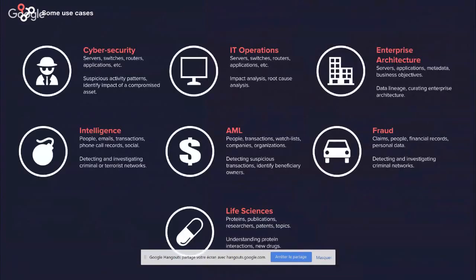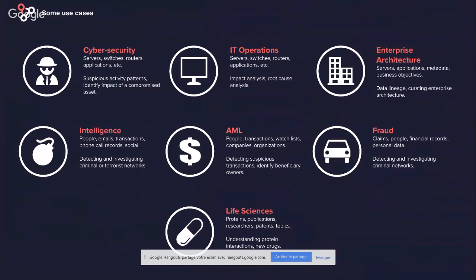So what is graph technology used for? Here you can see an overview, once again, of the use cases in which Linkurious products are being used. Some of our clients are looking at cybersecurity and are interested in connections between servers, switches, routers, and applications, and are using Linkurious to detect and investigate suspicious activities. With the same sort of data, we have clients in the field of IT operations running impact analysis or root cause analysis in complex IT infrastructure. In the field of enterprise architecture, we help organizations look at connections between servers, applications, metadata, and business objectives. And with our products, they conduct data lineage or curate an enterprise architecture.